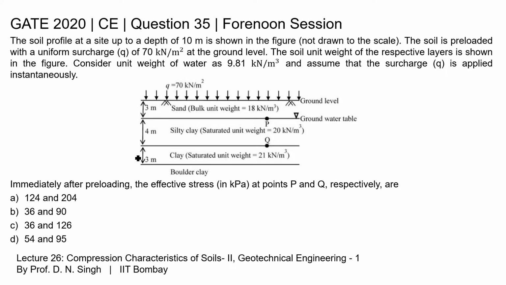So in this question, the soil strata is given, the unit weight of each layer is also given. The groundwater table is at depth of 3 meter. A surcharge of 70 kN per meter square is applied on the top. Now we need to find the effective stress at point P and Q immediately after preloading. So there are 4 options given. We need to select the right option.